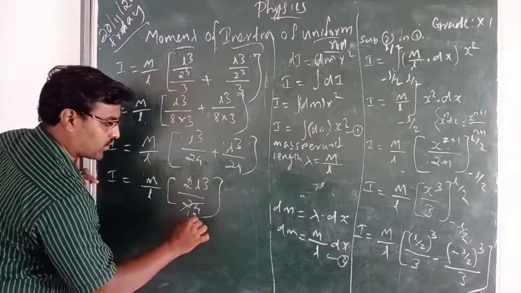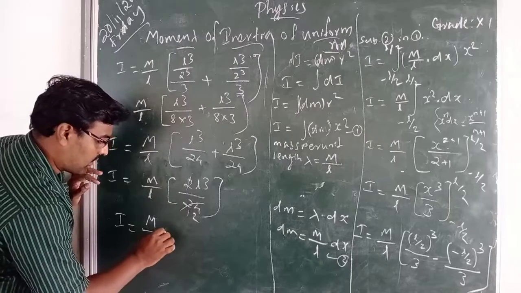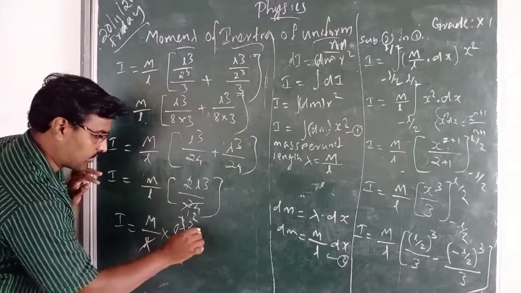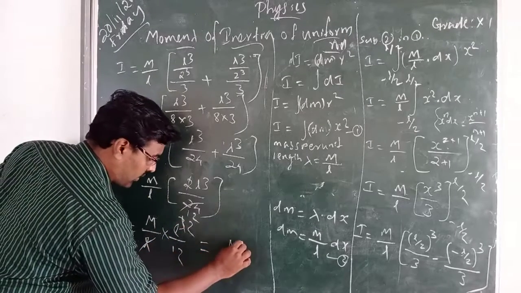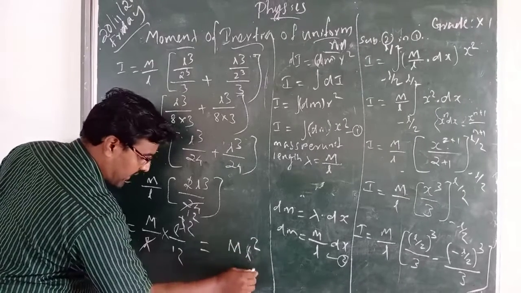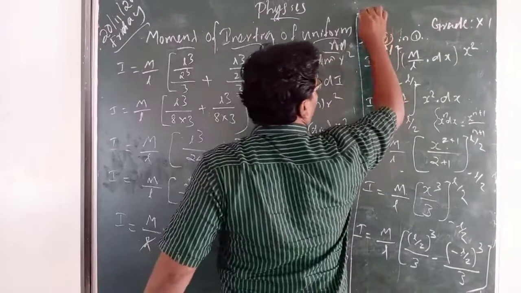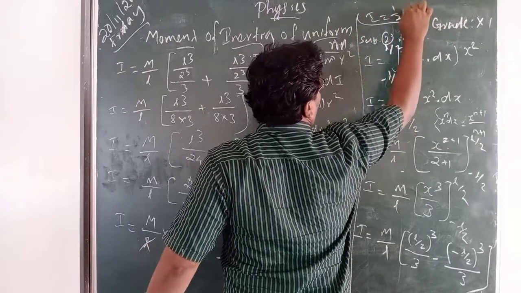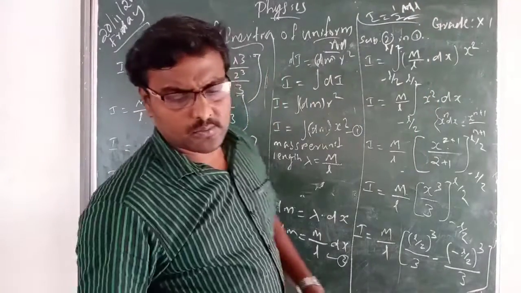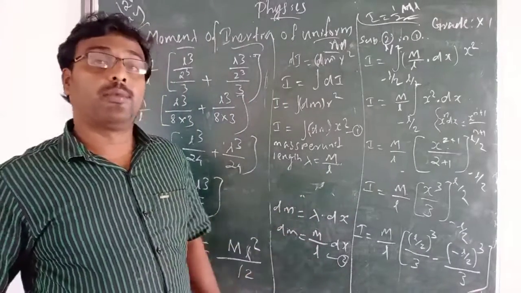Cancel 2 and 24. So you will get the total I equals m by L into L cube by 12. L cancels, so square will come. So I is equal to m L square by 12. You can write this: I is equal to 1 by 12 m L square. This is the moment of inertia of a uniform rod.